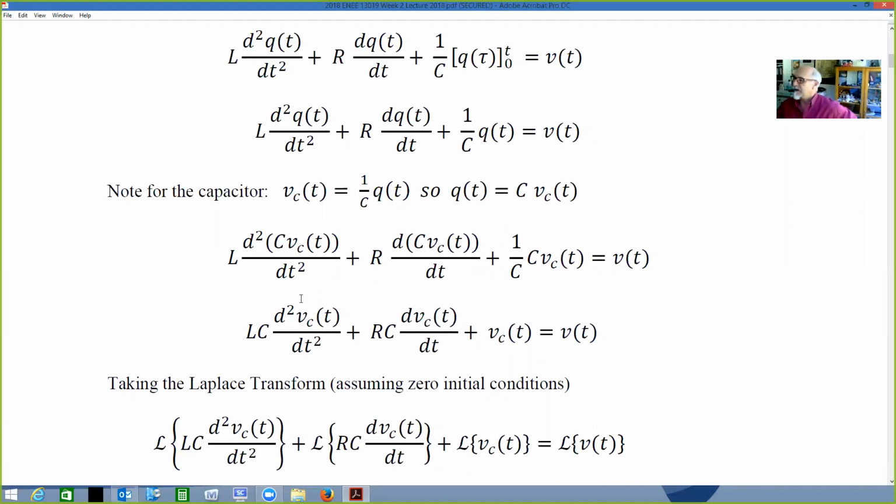So again, another second order differential equation, but now, instead of being in terms of charge, Q, this is now in terms of the capacitor voltage and the source voltage. This is again a second order differential equation, but now the variables are such that we're talking about the voltage across the capacitor in relationship, comparing it to the total voltage.